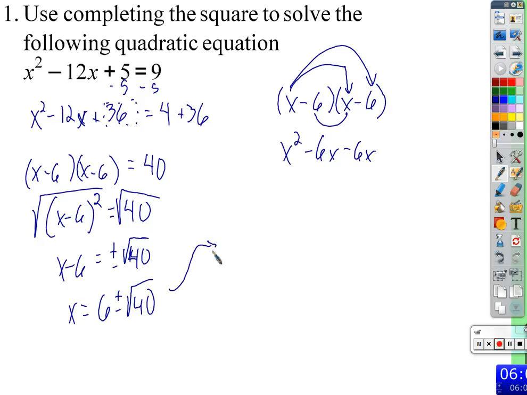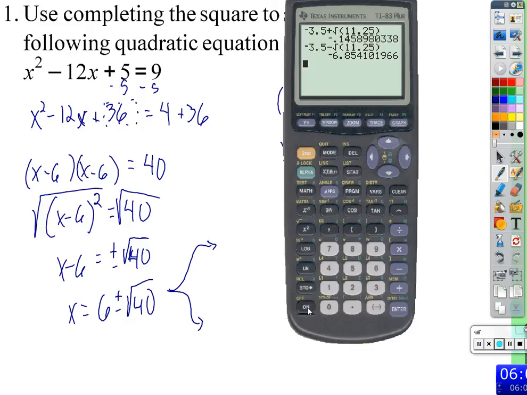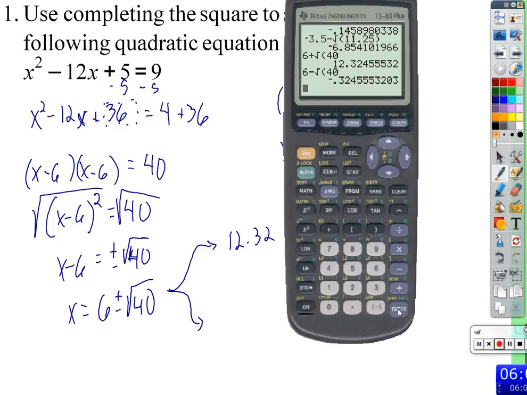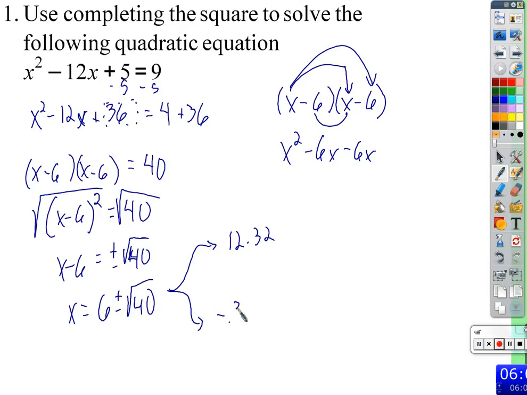And decimals, the person's quiz or review that you're marking may have done that, so let's go over that. 6 plus the square root of 40 is 12.32. And do it again, only we will subtract: negative 0.32. Questions?